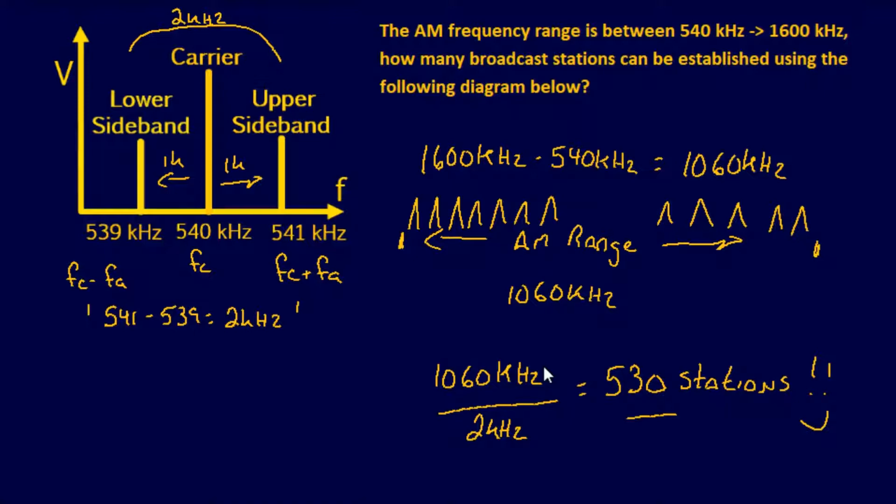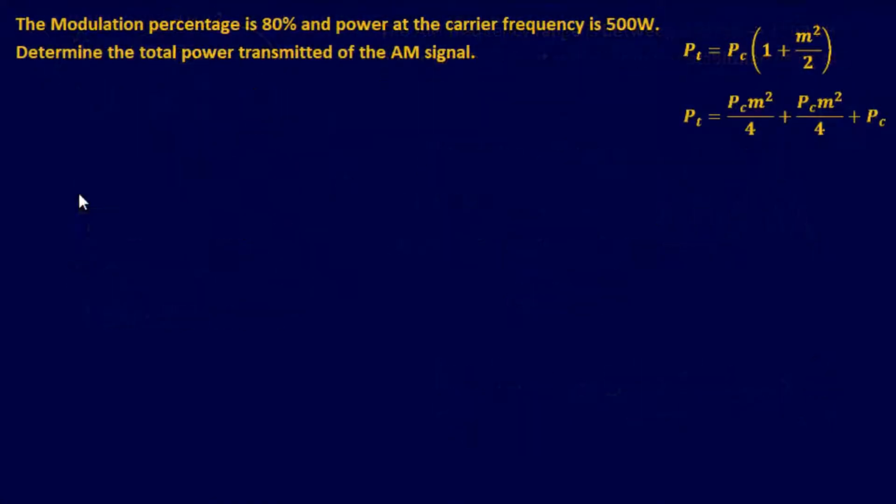Tell you what, let's do one more example problem. All right, looks like we got ourselves a power content example here. The modulation percentage is 80%, and the power at the carrier frequency is 500 watts. Determine the total power transmitted of the AM signal.